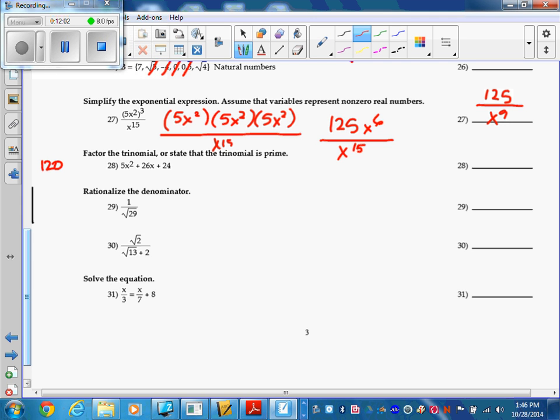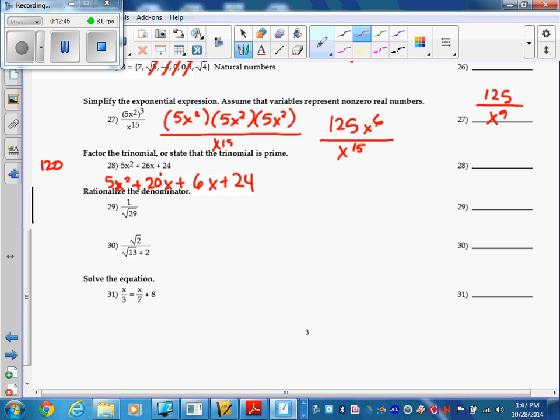Well, no, not really, but because we have plus and plus, we're not going to be able to subtract. We're going to need to add. So while 4 and 30 work for this, it's not going to work for the 26. 6 and 20? Is that going to work? So 5x squared plus 20x plus 6x plus 24. And factoring by grouping. Guess and check is a little difficult when you have a leading coefficient like that 5 sitting there.